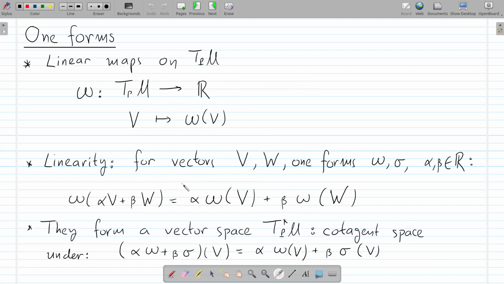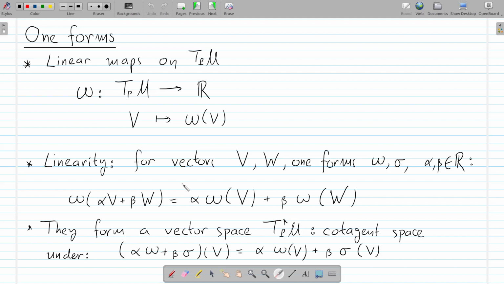So let's start with one-forms. We will assume that we have already constructed the tangent space at the point P of a manifold. Then, one-forms at that point are defined as linear maps on this vector space that take any vector in that space and give us a real number.